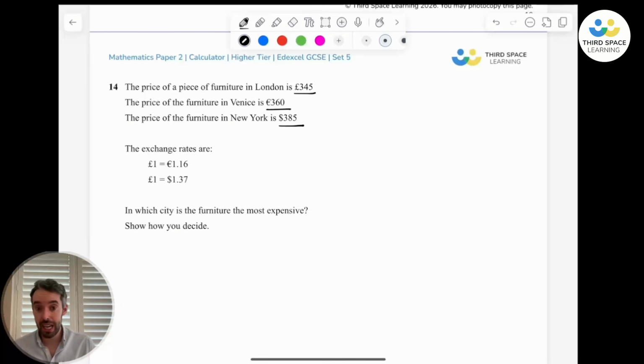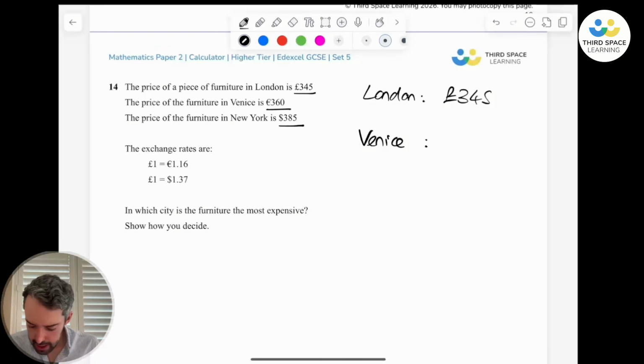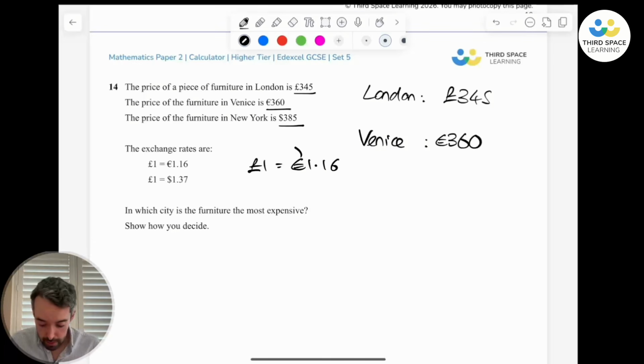Right. So we're going to have to compare these amounts, aren't we? And because the exchange rates are given to us as £1 equals, let's turn them all into pounds. So London, well, London's already in pounds. That's very helpful. So London is £345. Let's look at Venice. Venice is €360. So let's take the euros. That's going to be £1 is equal to 1.16 euros. And I want to convert from euros to pounds.